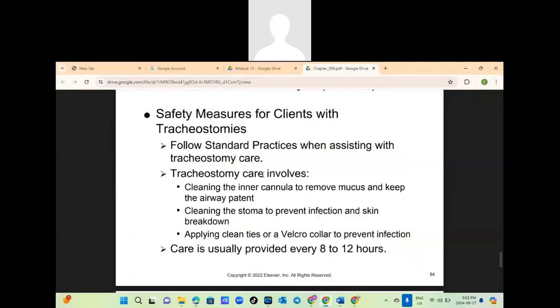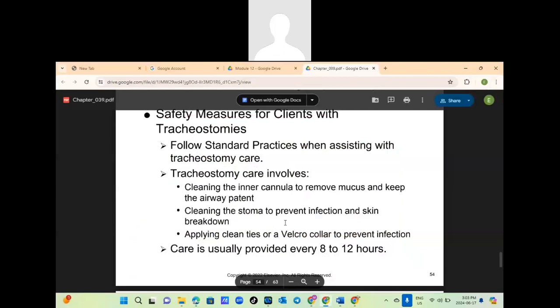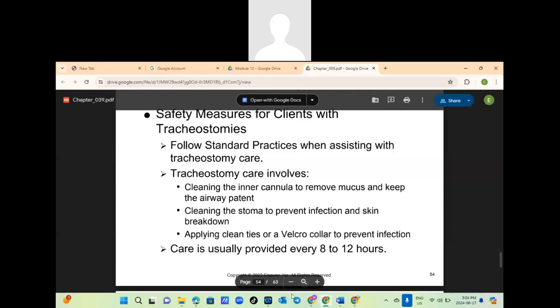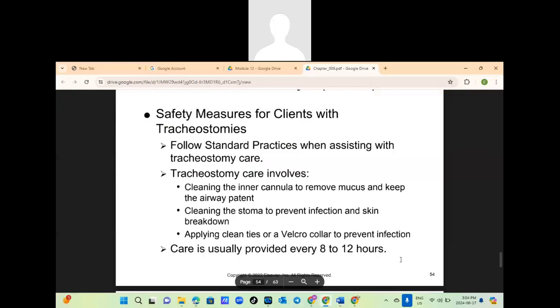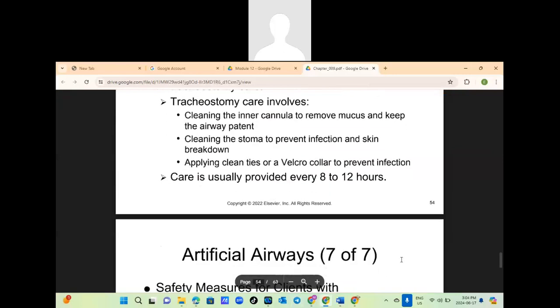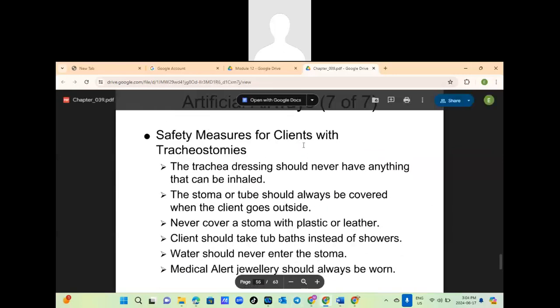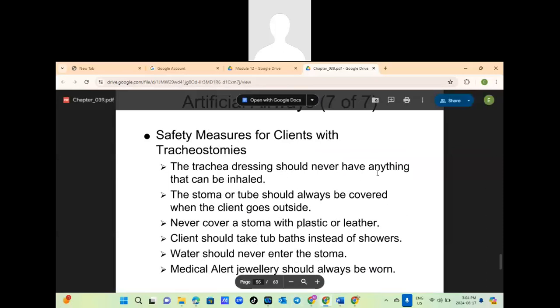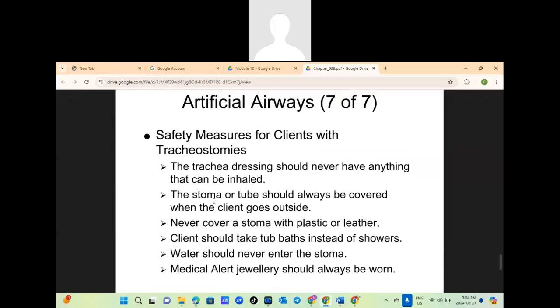So: cleaning the inner cannula to remove mucus and keep the airway patent, cleaning the stoma to prevent infection and skin breakdown, applying clean ties or a Velcro collar. So there you go, the collar, to prevent infection. Care is usually provided every 8 to 12 hours. Safety measures for clients with tracheostomy: the trach dressing should never have anything that can be inhaled.